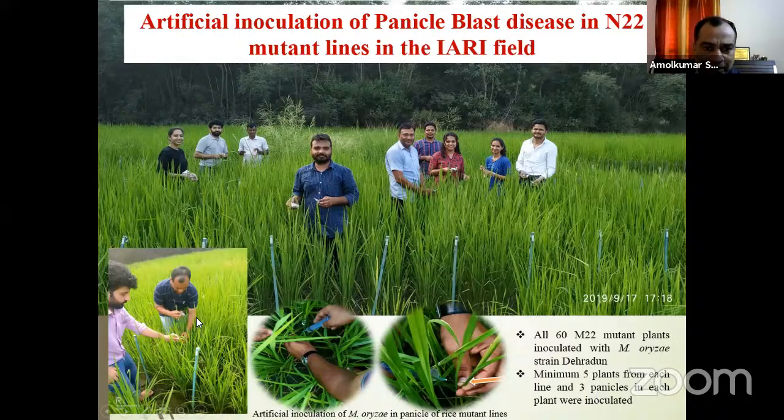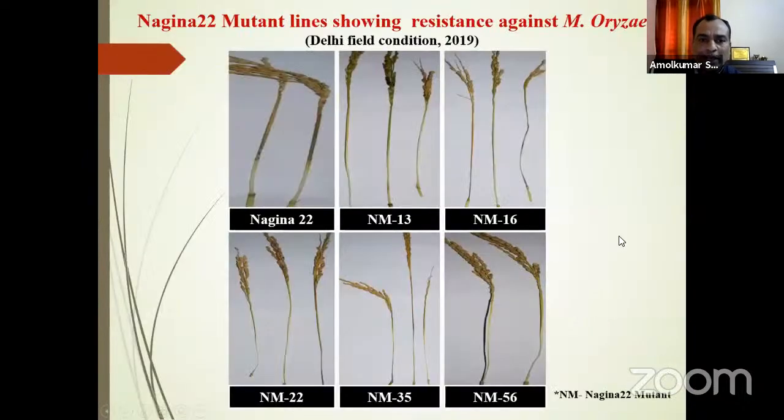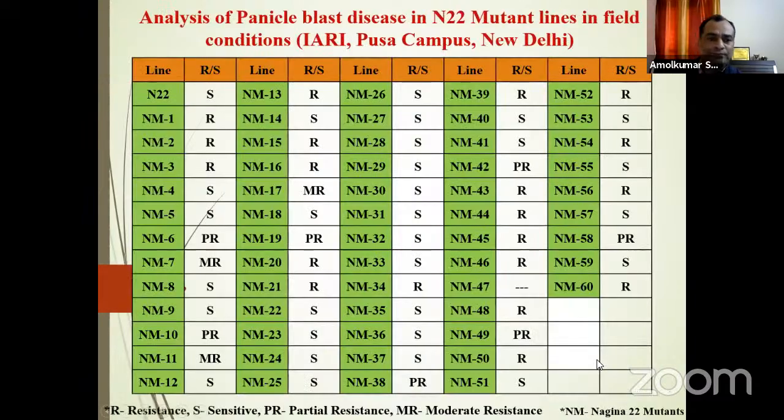So we are injecting with this needle, and after injecting in the panicle, we put in this cotton plug. We are getting proper blast here. This is the susceptible parental line Nagina 22, and these are the mutant lines we got. In some lines there are only a few marks, and in some lines there is no mark at all. So we identified a few resistant and susceptible lines using this.